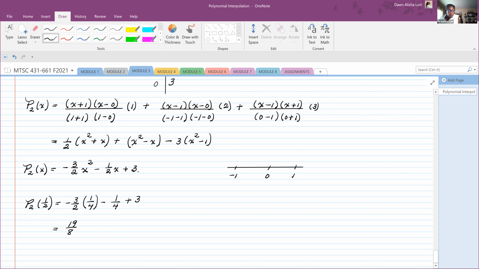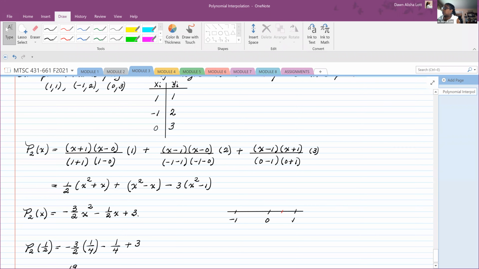Since I don't know what the actual f function is, I can't find f of a half, but I can use this to give me what I would think f of 1/2 would be. So as you can see, if I were to just draw, let me go in here and just do something of this form.